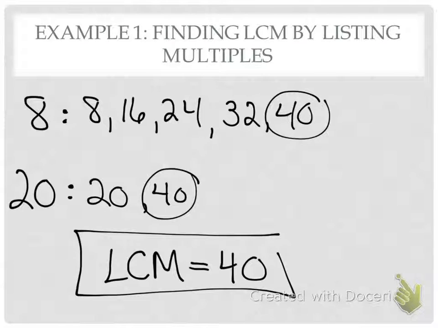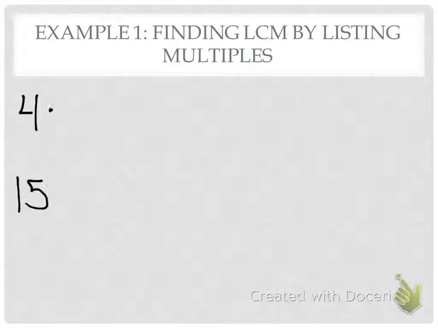All right, so now I want you to try one. Okay? I want you to do 4 and 15. List your multiples, start with your larger number. Once you find that number, then go ahead and just list out your multiples and tell me what the LCM is. All right, so let's go by 15s.